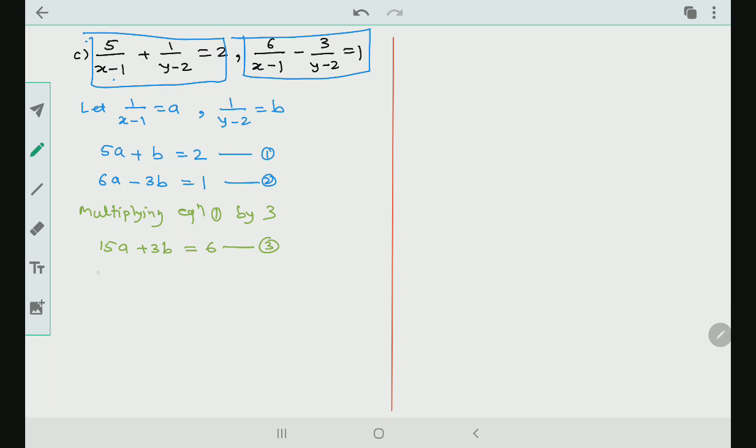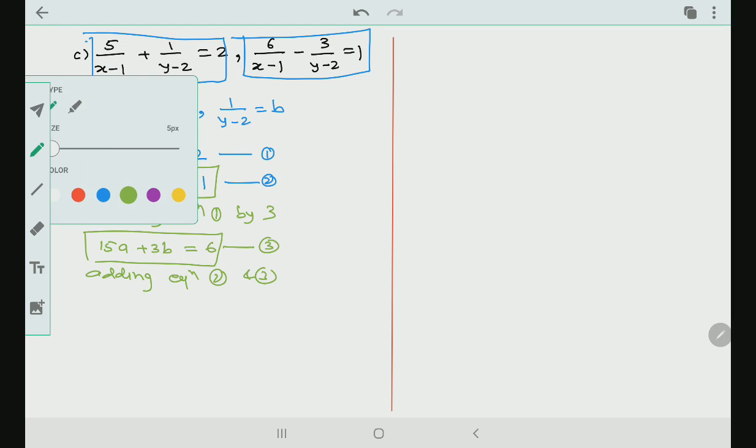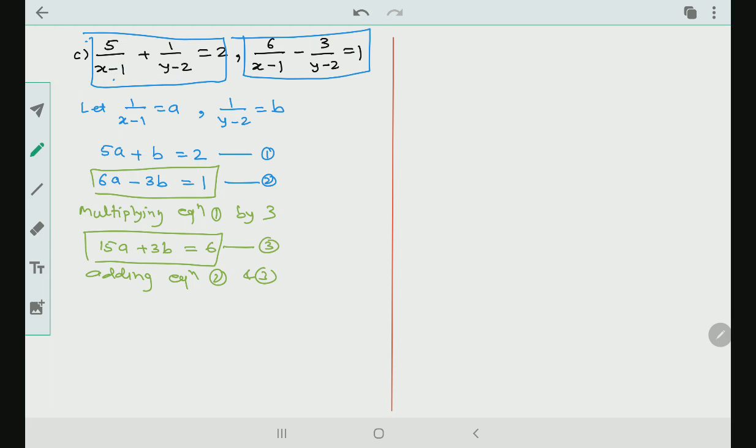Now adding equation 2 and 3, what do I get? This is my equation number 2, here is my equation number 3. If I add them, what do I get? Come on, tell me fast. I get 6 plus 15, 21a. Is it? 3b, 3b get cancelled, is equal to adding, 7. What is a equal to? 7 by 21, which is 1 by 3.